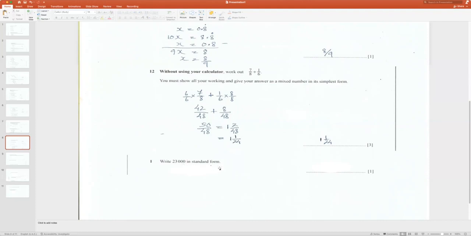This one we have to write in standard form. So the decimal we have to put here, then 2.3 times 10 to the power plus 4.